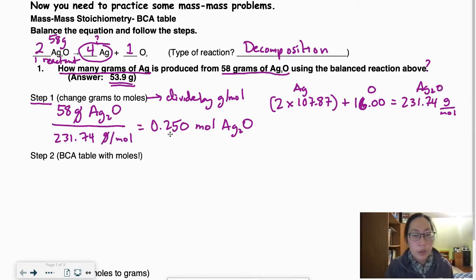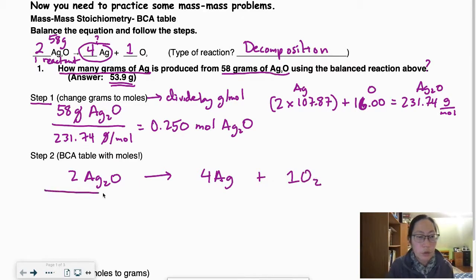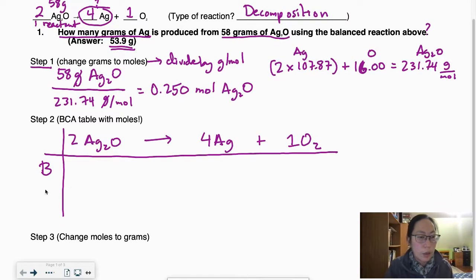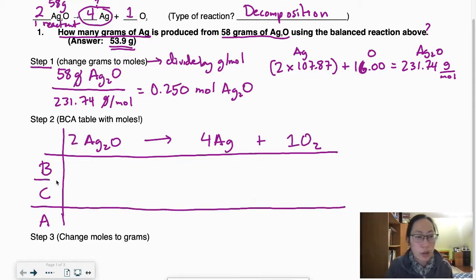All right, so what's our next step? We've got our moles now. This is where we need to set up a BCA table. So set up your BCA table with your balanced reaction. So at the top, I'm going to put 2 Ag2O, and that is going to turn into 4 Ag plus 1 O2. So there's my reaction. Okay, so there's that. Let me set up my before, my B, my C, and then finally my A. Try to make some nice straight lines here.